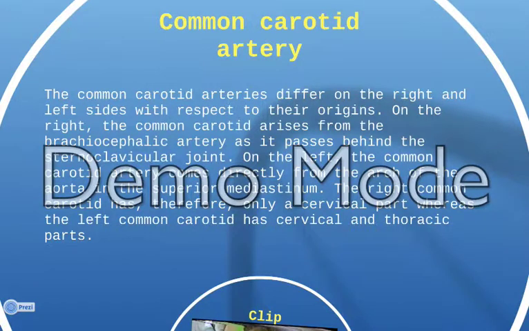Common carotid artery. The common carotid arteries differ on the right and left sides with respect to their origins. On the right, the common carotid arises from the brachiocephalic artery as it passes behind the sternoclavicular joint. On the left, the common carotid artery comes directly from the arc of the aorta in the superior mediastinum. The right common carotid has therefore only a cervical part, whereas the left common carotid has cervical and thoracic parts.